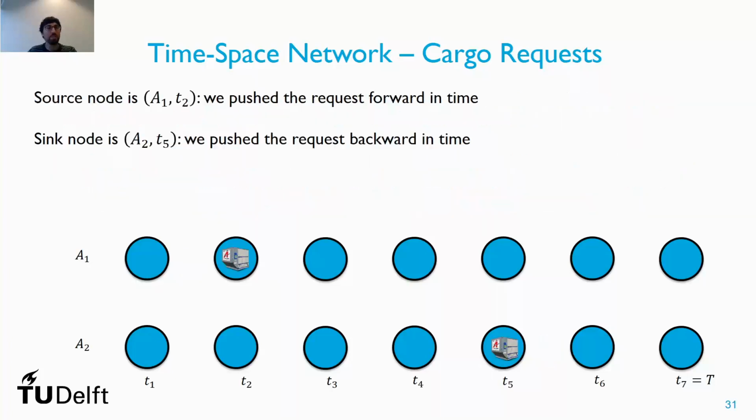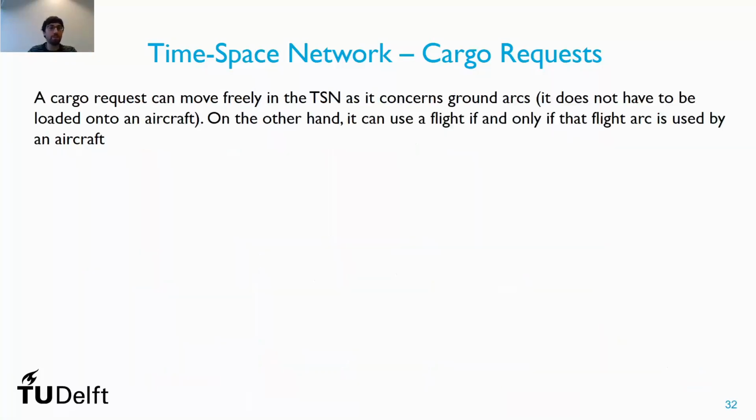So what we do is as follows. For us, the actual release time becomes T2, so then the source node of that cargo request is basically A1 T2, while the destination node will be A2 T5. So we basically push the request a bit forward in time for the source, and we push the request a bit backwards in time for the sink, for the destination.